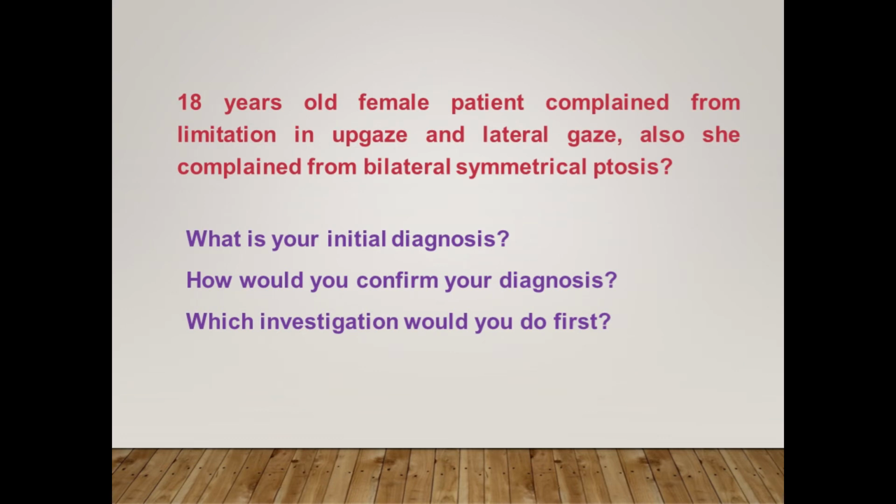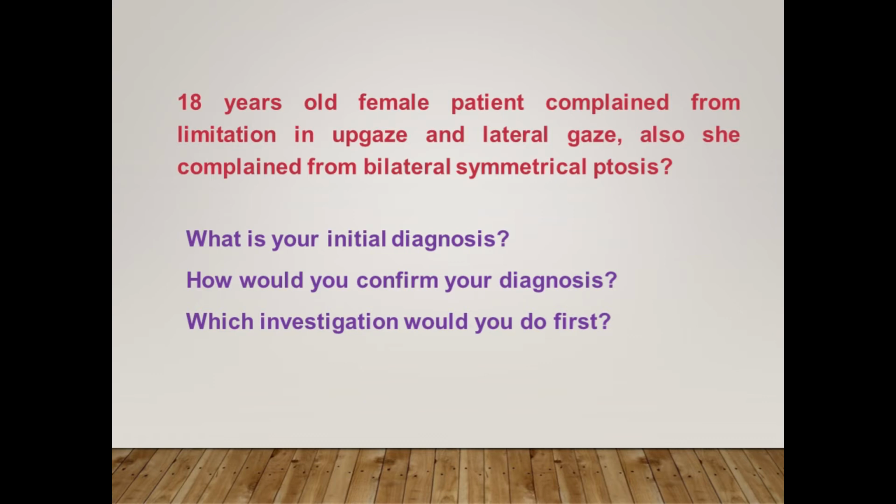An 18-year-old female patient complained of limitation in up gaze and lateral gaze. Also, she complained of bilateral symmetrical ptosis. What is your initial diagnosis? How would you confirm your diagnosis? Which investigation would you do first?